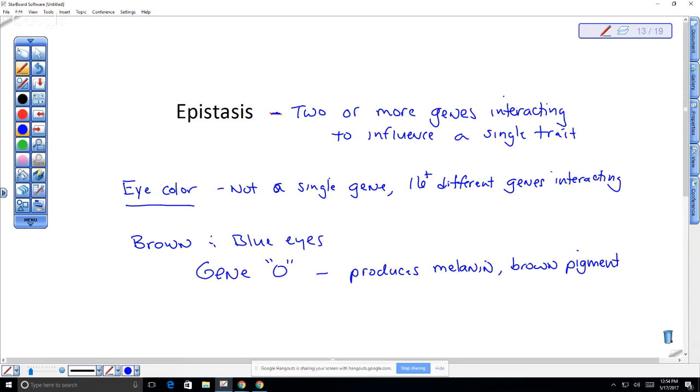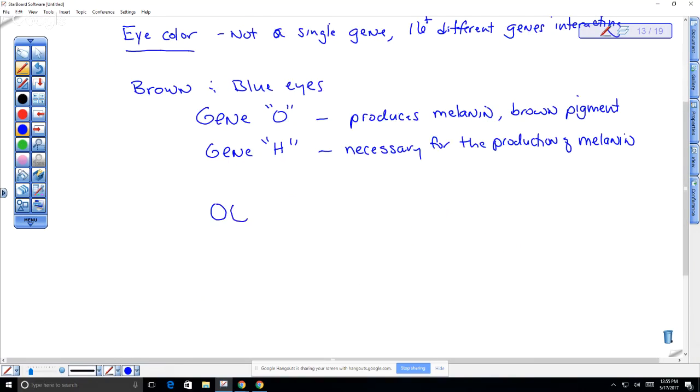So we also have another gene that is called gene H. And this is necessary for the production of melanin. It might be an enzyme, for example. But gene O and gene H both interact with one another to produce either brown or blue eyes. So we have to know both of them to kind of understand this, okay? So in most of our population, we have dominant copies of the O, right? And dominant copies of the H. This is brown eyes. Sometimes we see individuals that have this combination, and this is blue eyes.